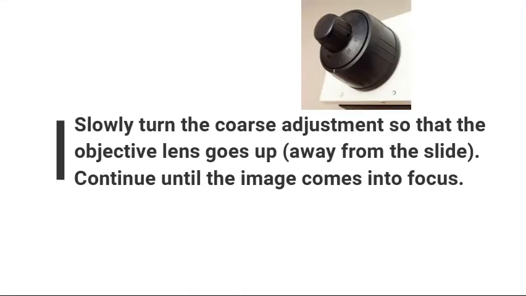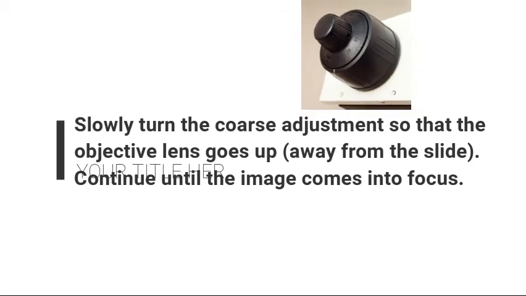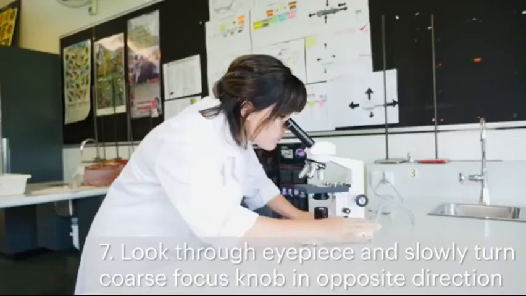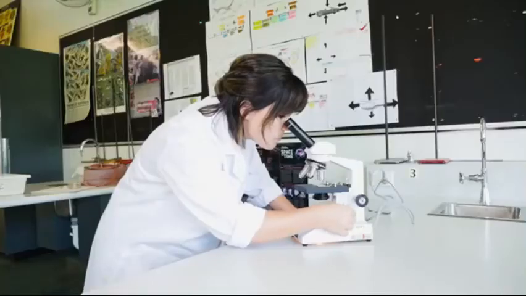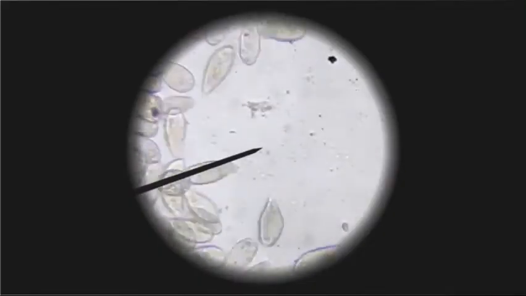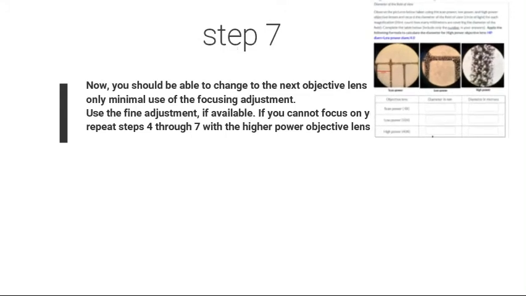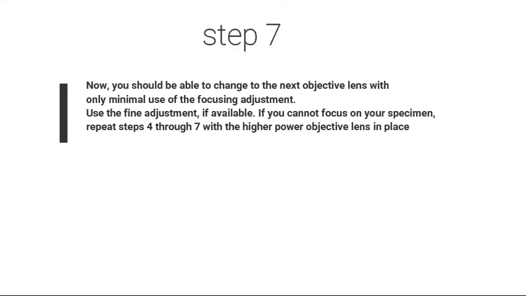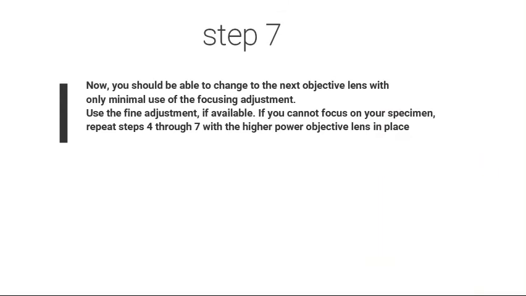Number 6. Slowly turn the coarse adjustment so that the objective lens goes up. Continue until the image comes into focus. Now you should be able to change to the next objective lens with only minimal use of the focusing adjustment. Use the fine adjustment if available. If you cannot focus on your specimen, repeat steps 4 through 7 with the higher power objective lens in.